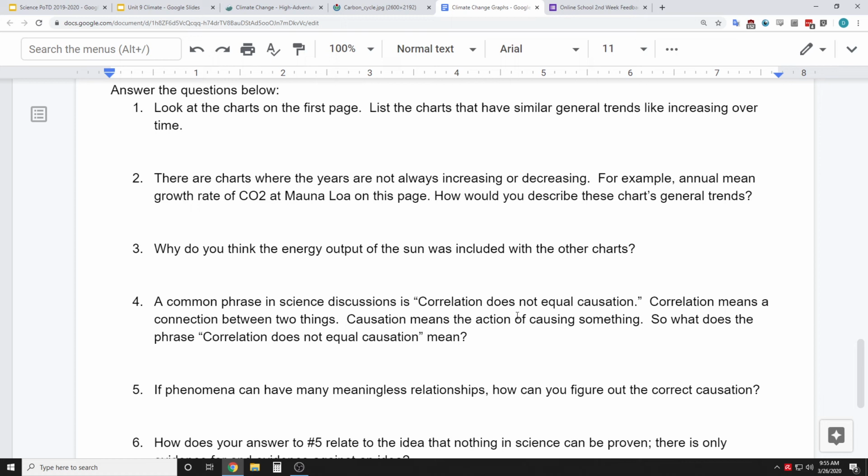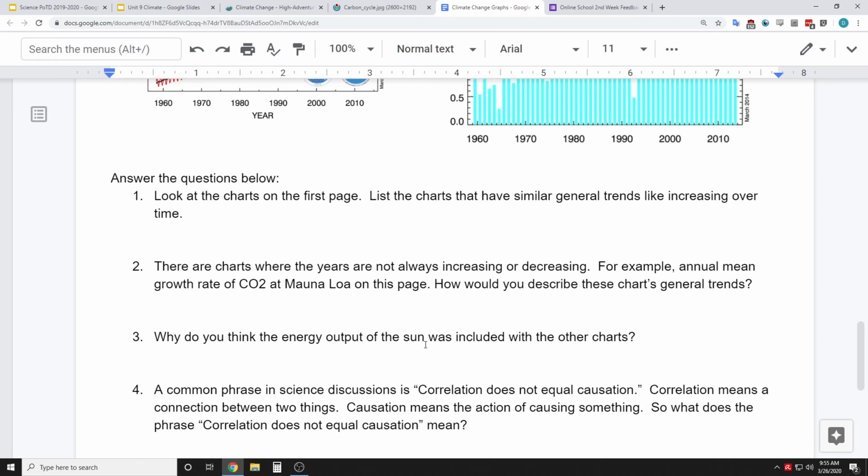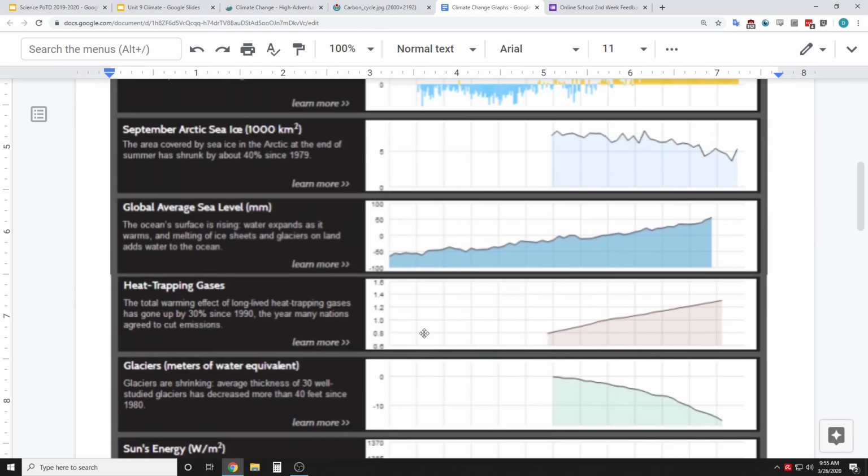So these can start to become grayer, and you start finding some of these correlations. You're like, does this actually cause this? Or is this like step 4 on the 5-step path of some kind of process? So what does the phrase correlation does not equal causation mean? Even if we find things that correlate with each other, and they have 100% correlation, it does not mean they cause each other. So let's go back to my graph real quick. September Arctic sea ice decreasing matches with glaciers decreasing. Does one cause the other one? Probably not.